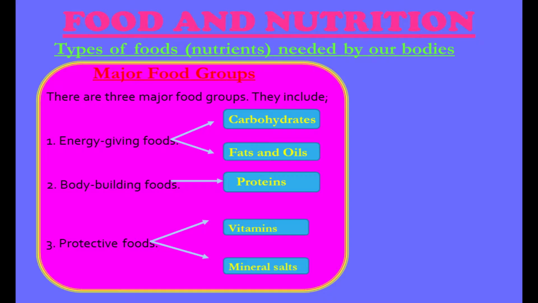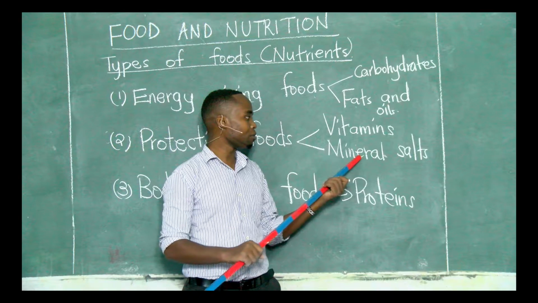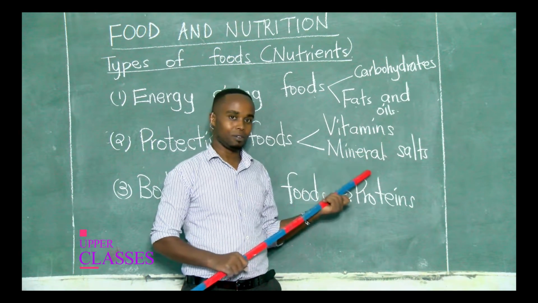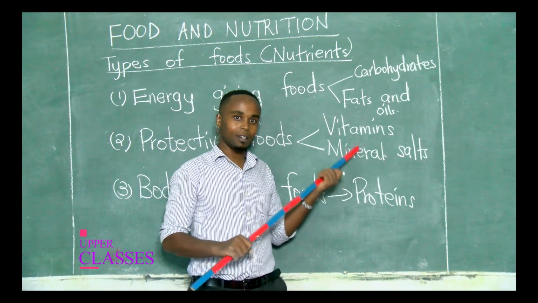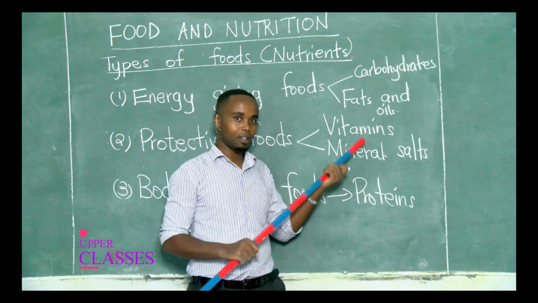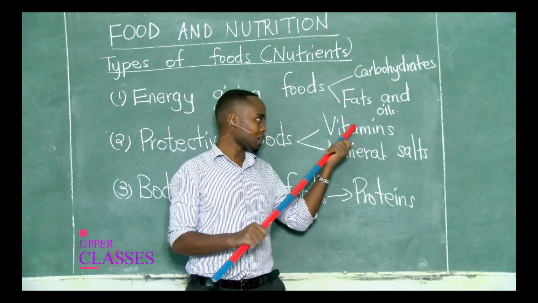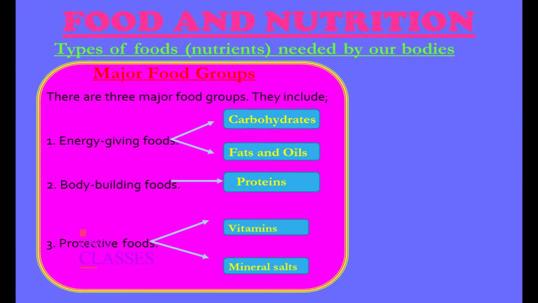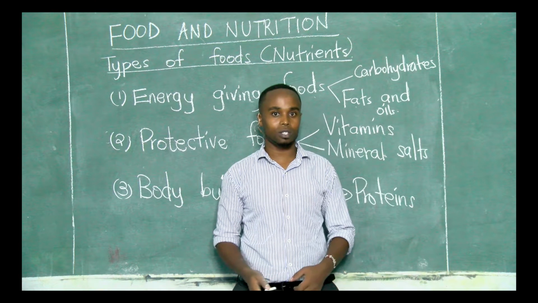Then our nutrient number 3 is vitamins. Then number 4, mineral salts. We have said that they are protective foods. They protect ourselves against diseases. If you want to be healthy, make sure you eat enough of these vitamins and mineral salts. Then from there, we have the last one. We have proteins, number 5. And we have said that proteins is from the bodybuilding foods. Proteins help us in growth and also in repairing the worn out tissues.